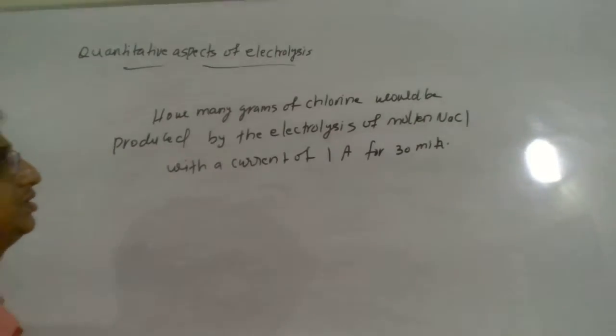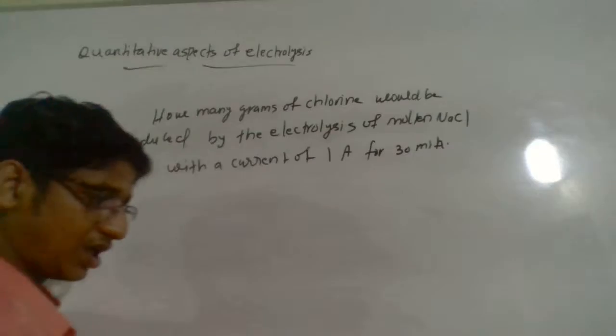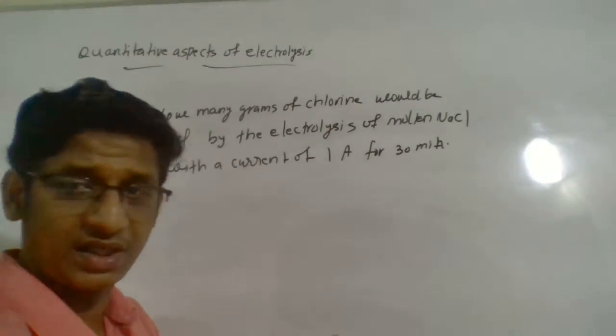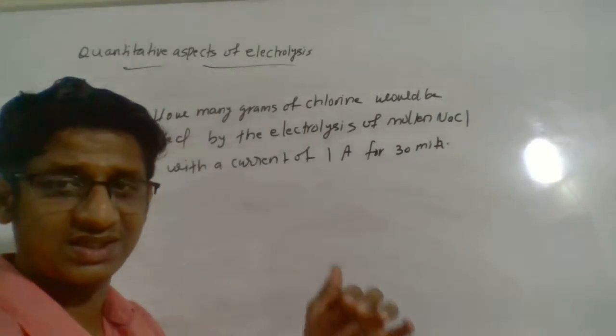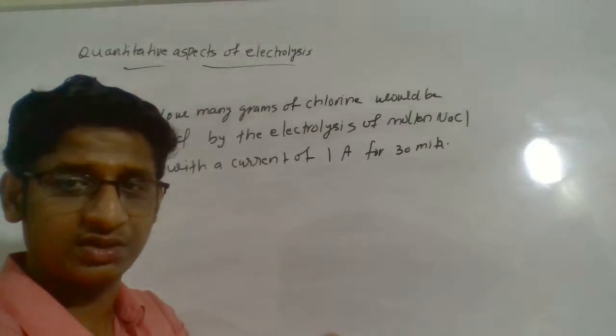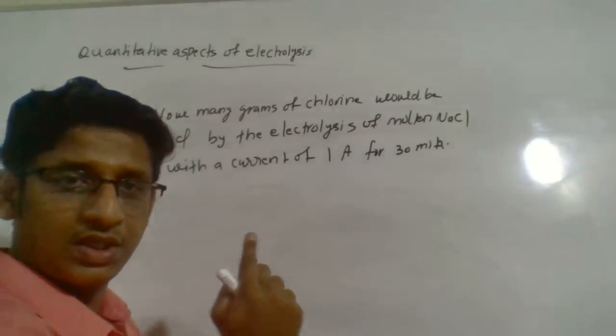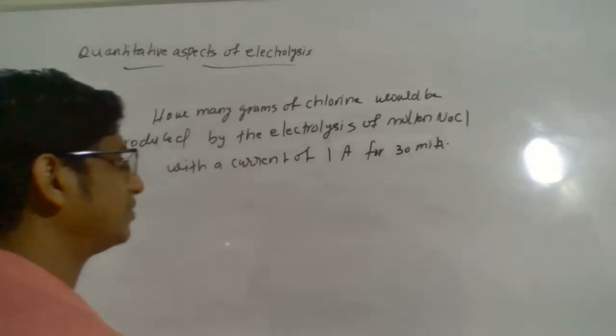That's our question. We know molten NaCl is ionized in the presence of electricity. It will split into Na plus ion and Cl minus ion. Na plus ion is a cation, which moves to the cathode. Cl minus, which is an anion, moves to the anode. So how much substance will deposit?